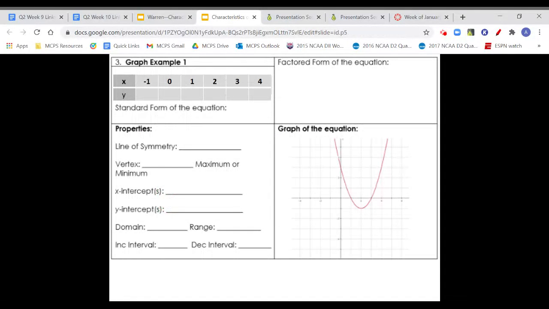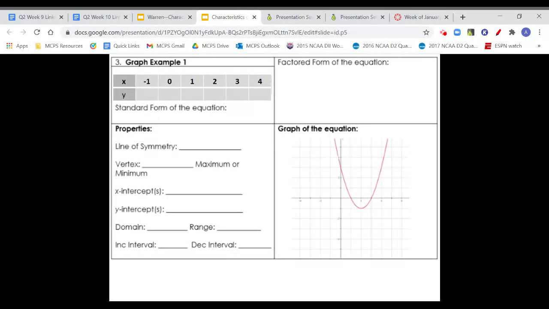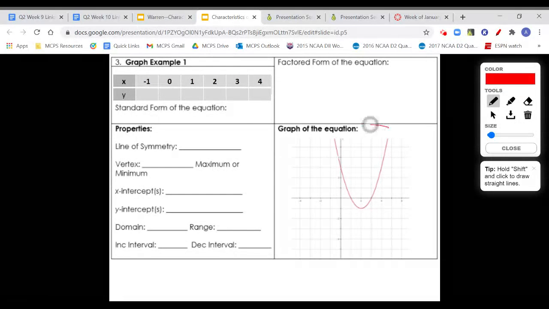So here's our first example. And in this first example here, the information we are given is the graph, okay? So you can look down here and you can see that we've been given the graph. That is the information we're going to use to find the information for the whole rest of this chart here.